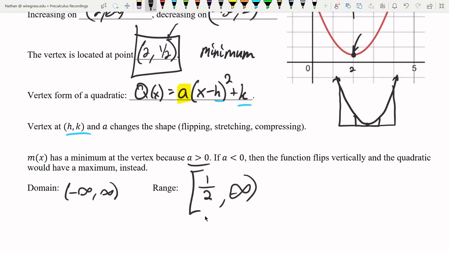So the vertex, knowing if it's open up or open down, depending on if a is greater than 0 or a is less than 0, and then knowing where the vertex is, tells you the range. Well, the domain you already knew, the range you can find from that information.